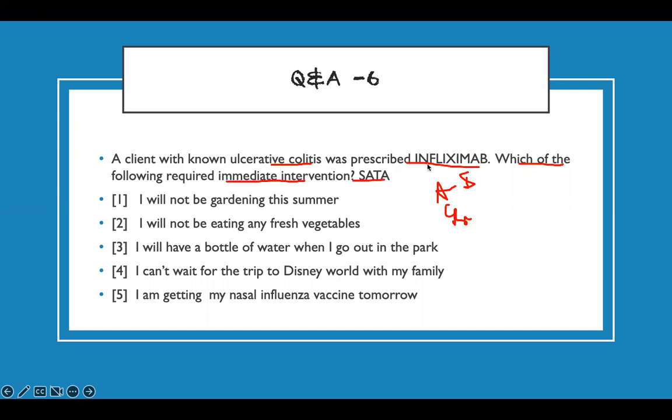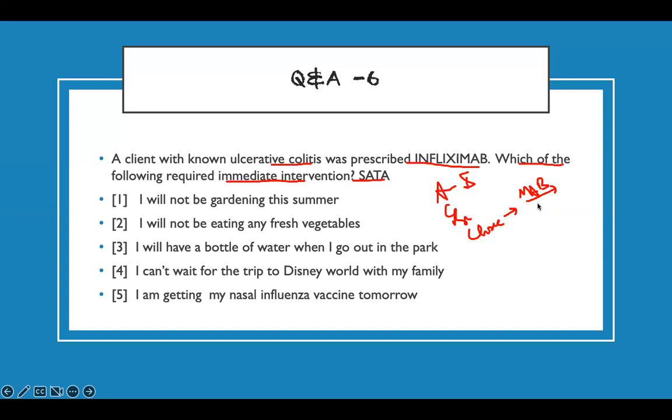Rewrite: infliximab, buzzwords, immediate intervention. You see what I'm doing? Repetition, your brain telling you this is what you need to focus on. Then choice. I have to decide what I want to do. What is infliximab? Then I look at it. I don't know what it is, but I see MAB. I told you guys, if you listen to the pharmacology series 6, day 6 lecture, anything that has MAB at the end is an immunomodulator.